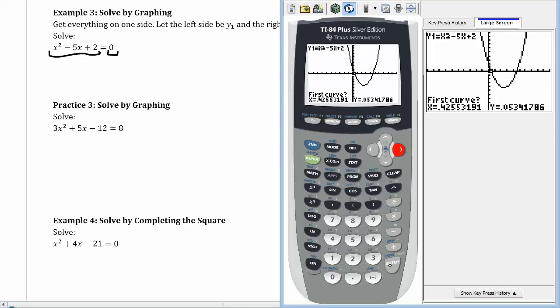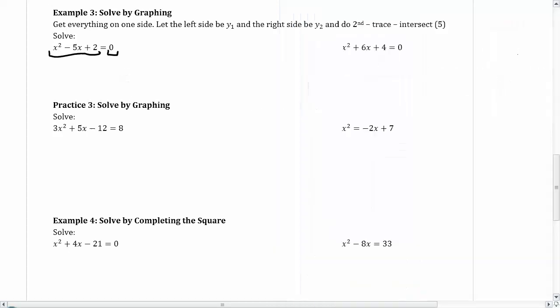So it says hit first curve, hit enter. It says second curve, hit enter. And for guess, you can hit enter a third time. Okay, so the intersection of this one is at x equals 0.438. So that's one of our two solutions, x equals 0.438.